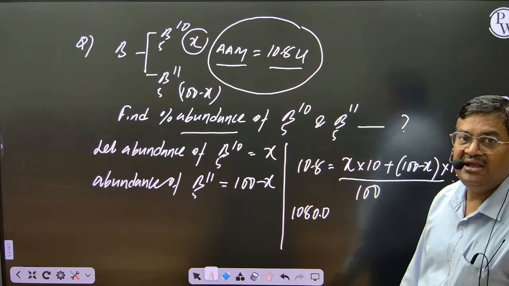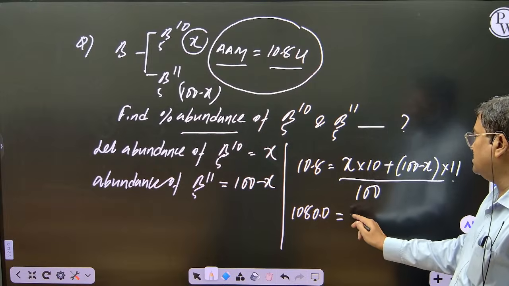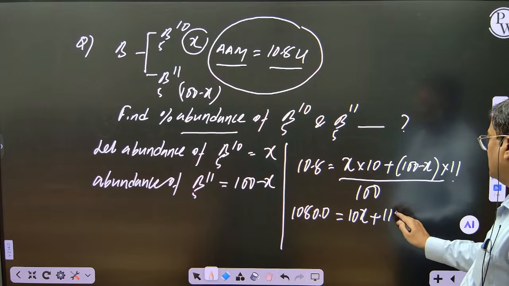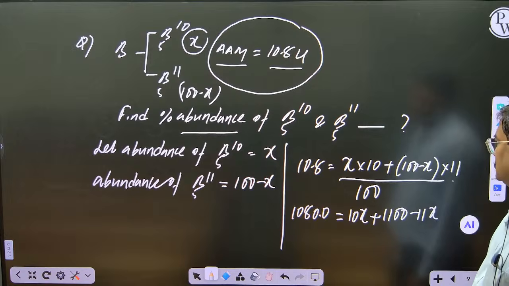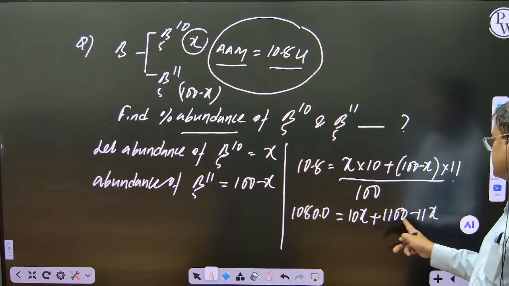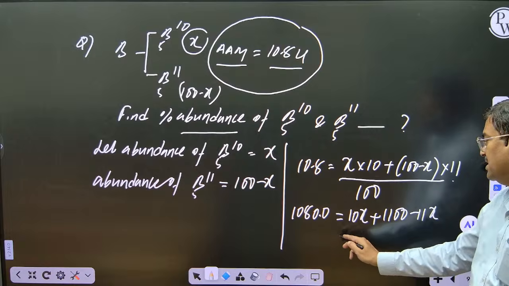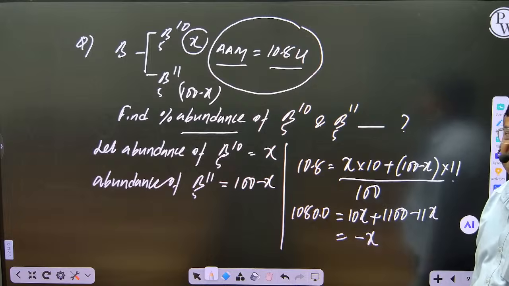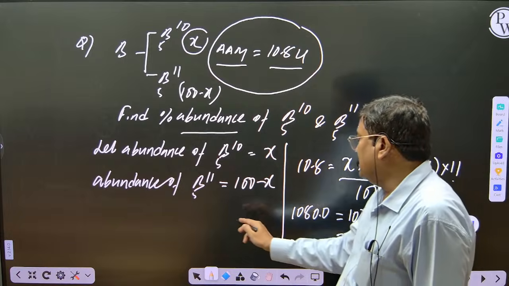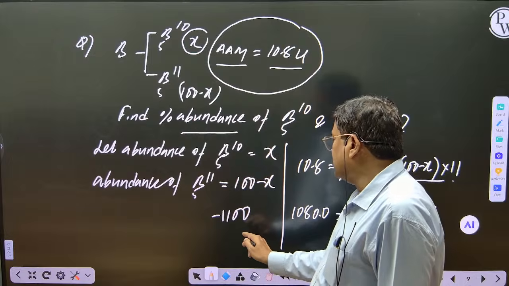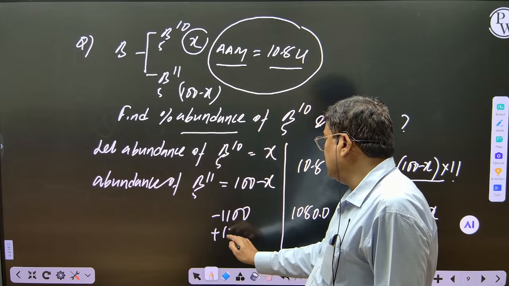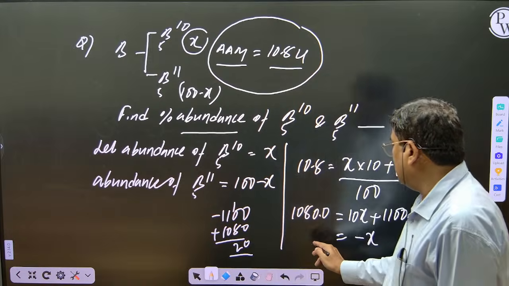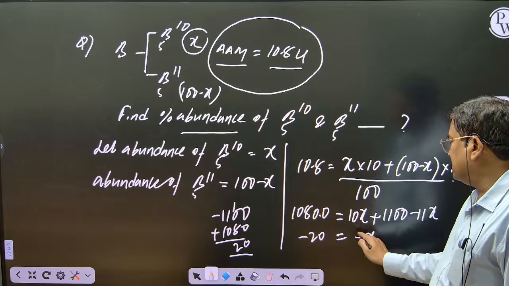This comes 10800, put the decimal after one digit. That comes 1080. This is equal to 10x. You have to multiply the entire thing. 11 into 100, 1100 minus 11x. Correct? And from 10x, 11x gets cancelled. What will be remaining? Minus x. And 1100 you bring to the left side, that means minus 1100. Getting the idea? From minus 1100 you have to subtract 1080. That comes how much? 20. Minus 20. So minus minus gets cancelled.